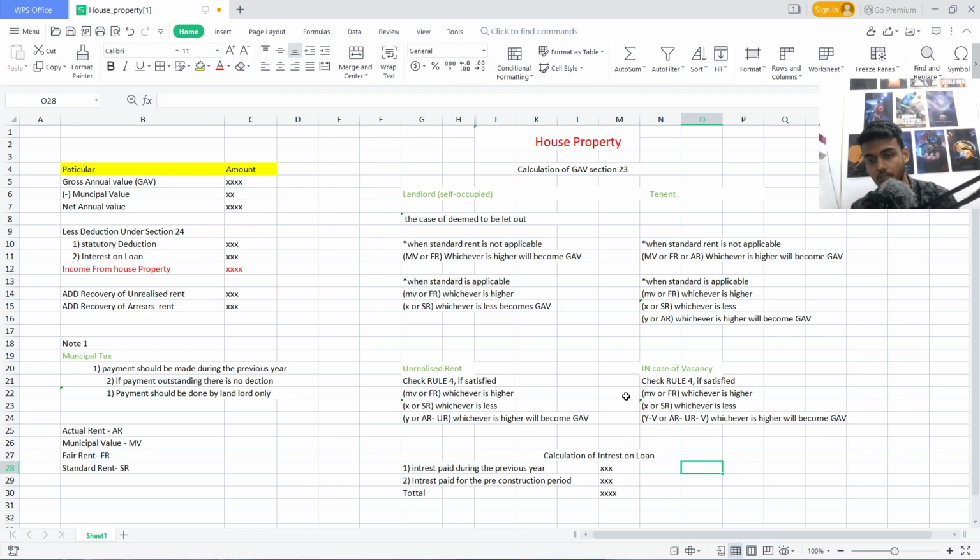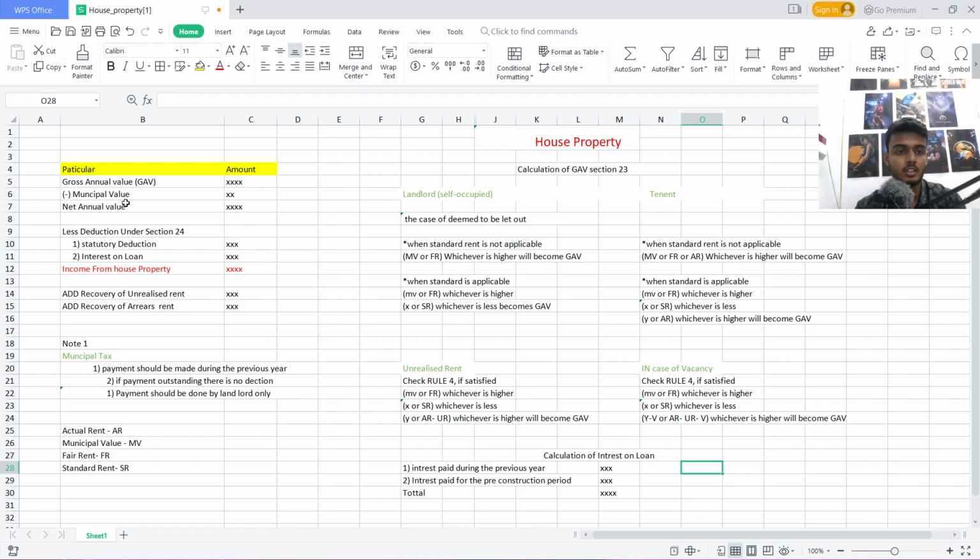And in the case of vacancy, again we will check the rule number 4. If it is satisfied, then we will compare the MV, municipal value, with the fair rent value. Whichever is higher will become X. X will be compared with standard rent value. Whichever is less becomes Y. Now here is the change. Y will be deducted with vacancy and AR will be deducted with unrealized rent and vacancy. Then the values are compared again, and whichever value is highest will become the GAV.